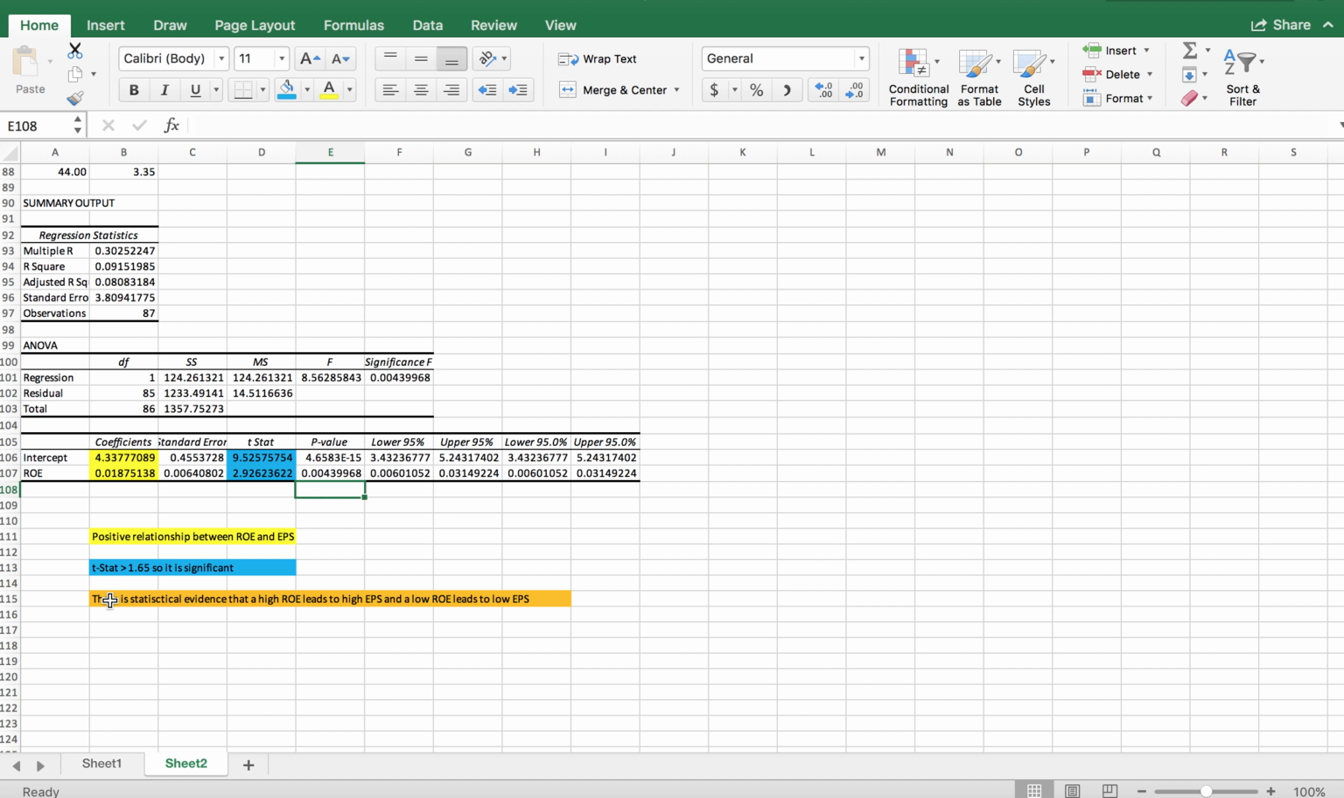So right here, this is telling us that there is statistical evidence that a high ROE leads to a high EPS, and a low ROE would lead to a lower EPS because the two are positively correlated. So we do find statistical evidence that a higher ROE would lead to a higher EPS. The hypothesis is confirmed.